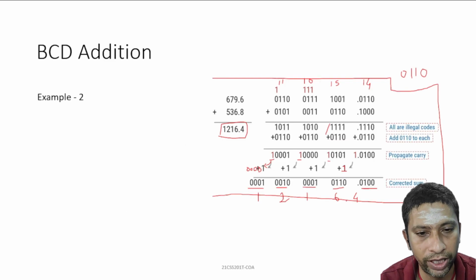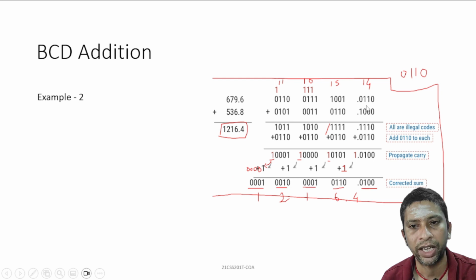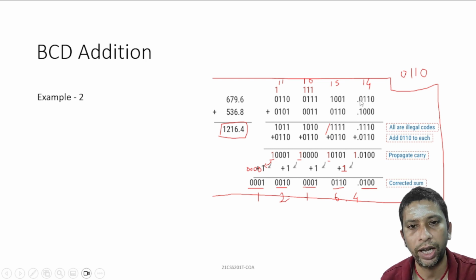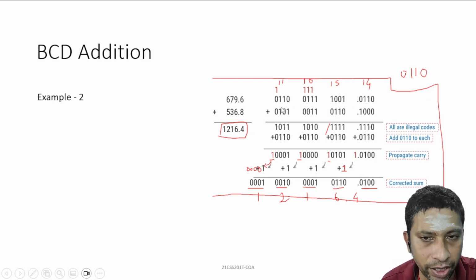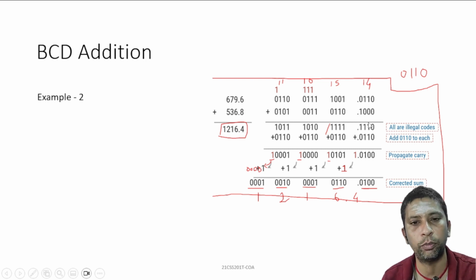Now I am going for the next case. In this case, I am going to take this value, 679.6. Similarly, this value is added. I have used this one for 6, this is for 8, for 9, 6. Likewise, I have converted. As the BCD conversion is very easy, I have directly done that. Now I am going to add both these values. If I add these two values, I am getting an illegal code.